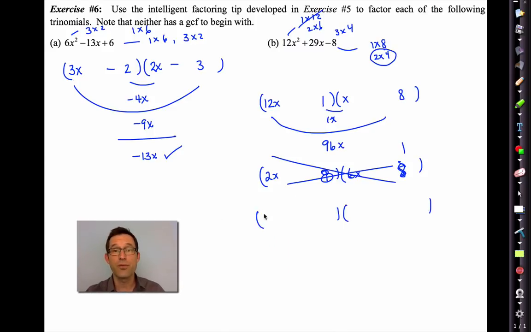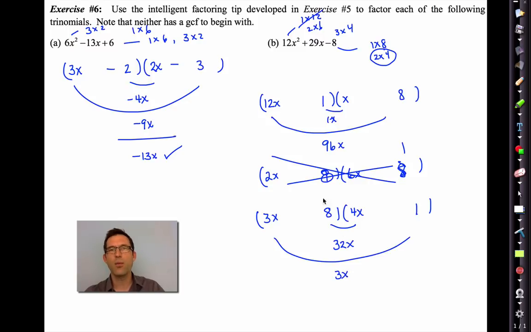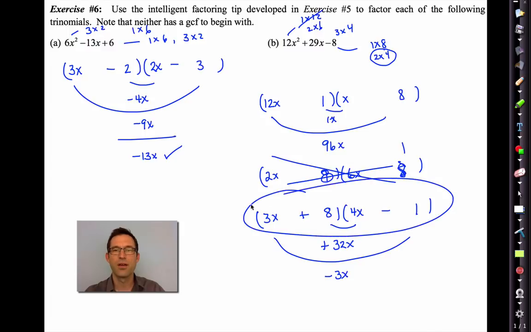Oh, it's got to be the 3 and the 4. So let's do 3x and 4x. Okay. Again, it can't be the 2 and the 4, because if I do 2 and 4 and I pair either one of them with the 4x, there's going to be a GCF. So it's got to be the 1 and the 8. The 8's got to go here because it can't go here. Otherwise, it's a GCF. The 1's got to go there. Let's take a look at what we have. We have 32x and we have 3x. And that will combine to be a positive 29 as long as that's negative and that's positive. So it all works out. And there it is.